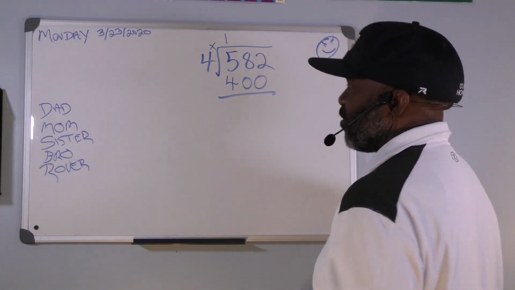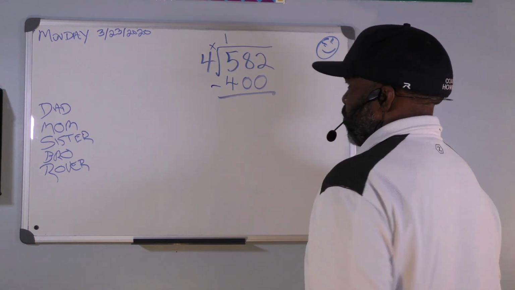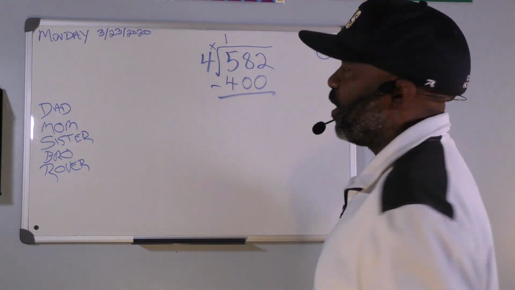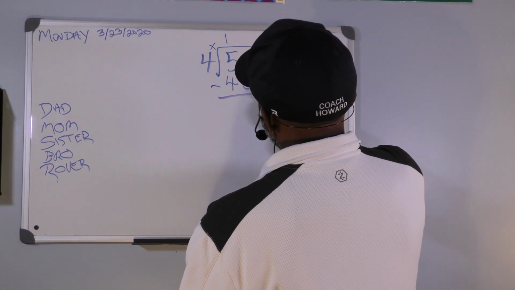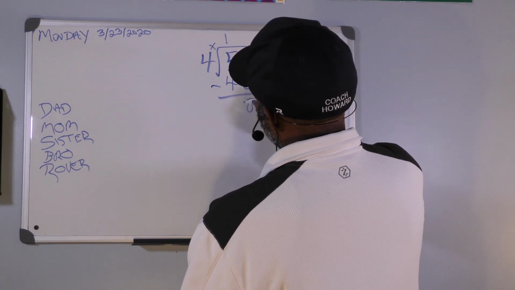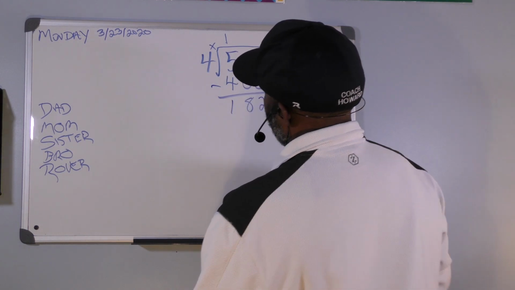Sister does what? Sister subtracts. So we subtract 400 from 582. And if we do our subtracting right, that's going to be 2, that's going to be 8, and that's going to be 1.